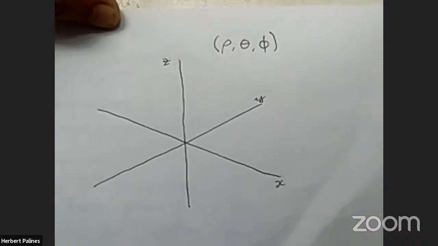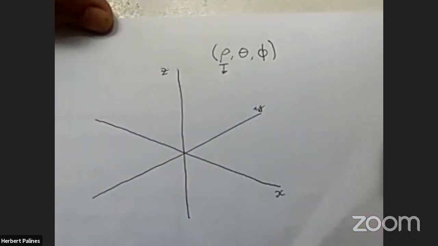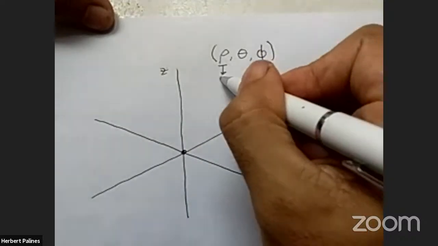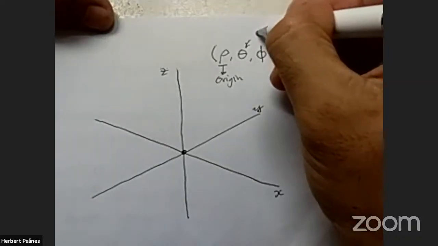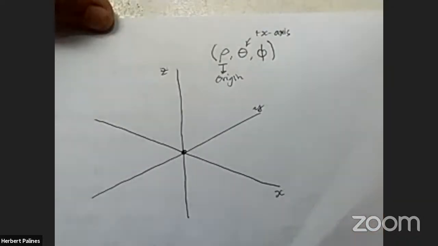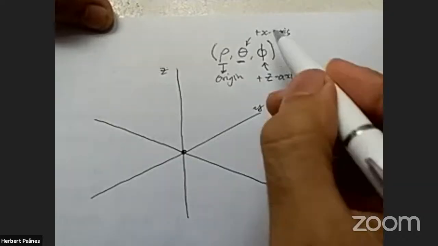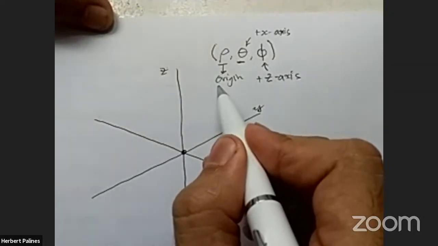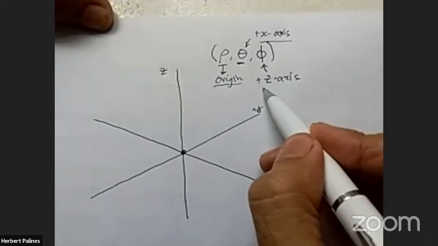This is a bit tricky because it is not step by step, or one step at a time, so spherical coordinates are tricky. Rho is measured from the origin. Theta is measured from the positive x-axis, and phi is measured from the positive z-axis. Look at these references, because they are important for knowing how to plot or indicate a point using spherical coordinates. So rho is measured from the origin, theta from the positive x-axis, phi from the positive z-axis. Okay?